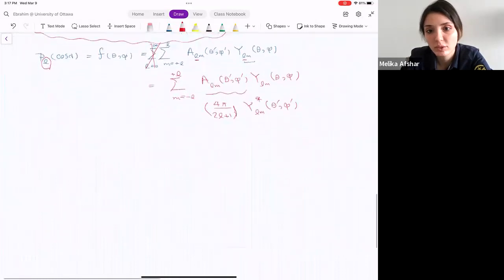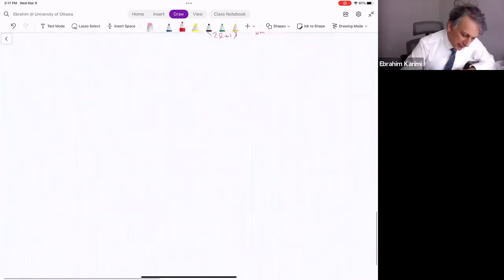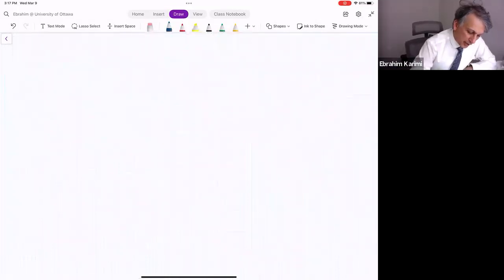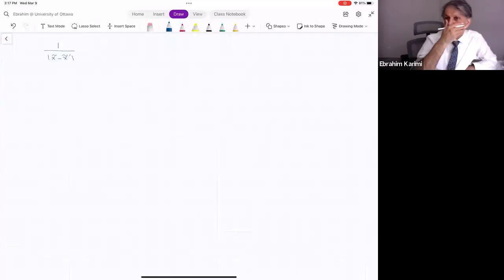Good. So let's look at a relationship which will be very important for us as well. Do you remember the Green function? What was the Green function? It was 1 divided by |x minus x prime|. This is one of the Green functions that we work with.